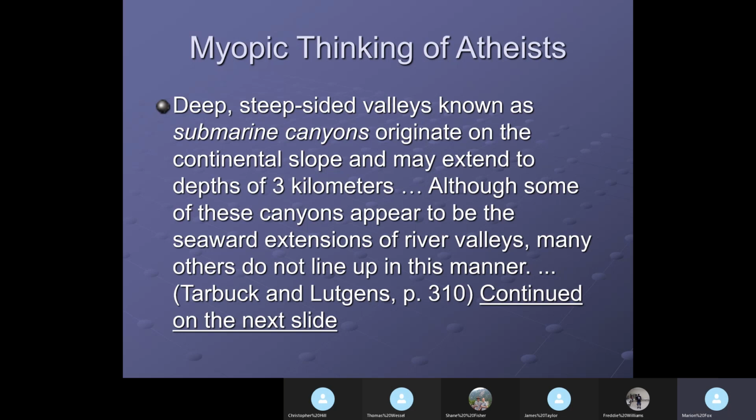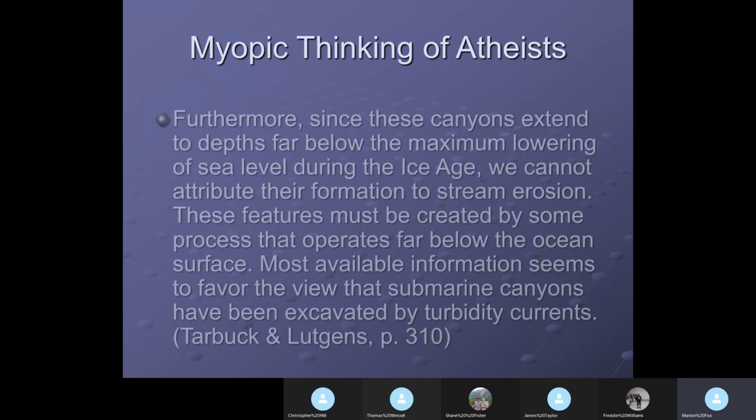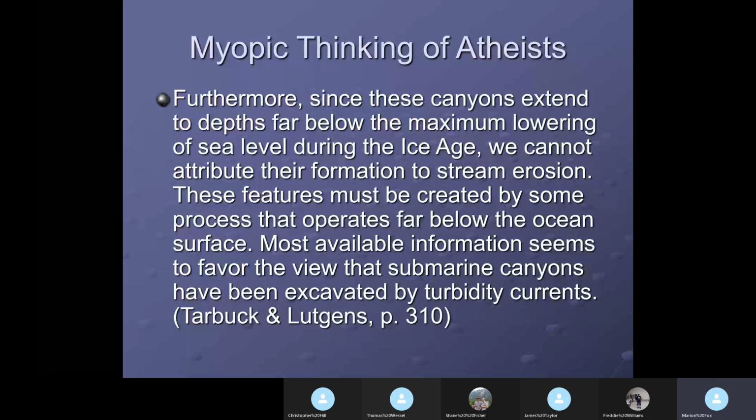Now, again, my flood model doesn't care. They don't have to be river valleys if the water's running off the land from a tidal flood. So it wouldn't have to follow a river. Again, my flood model explains them quite readily. Tarbuck and Lutgens further say that since these canyons extend to depths far below the maximum lowering of the sea level during the ice age, remember 500 feet, but they go way beyond that, we cannot attribute their formation to stream erosion. These features must be created by some process that operates far below the ocean surface.